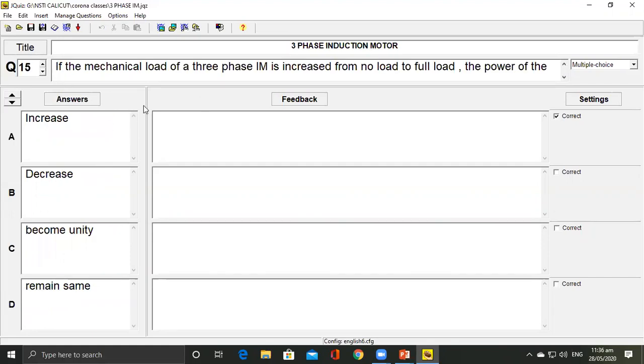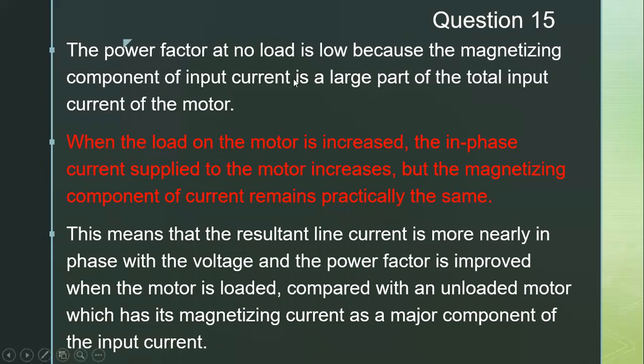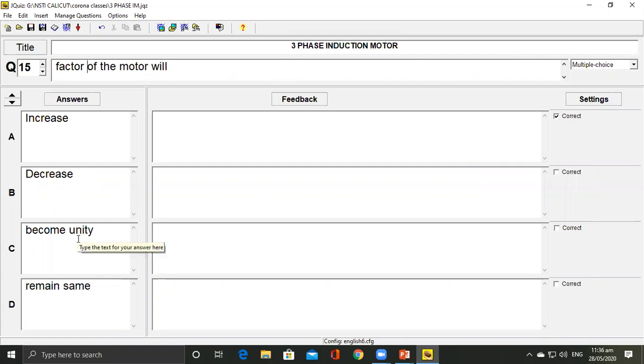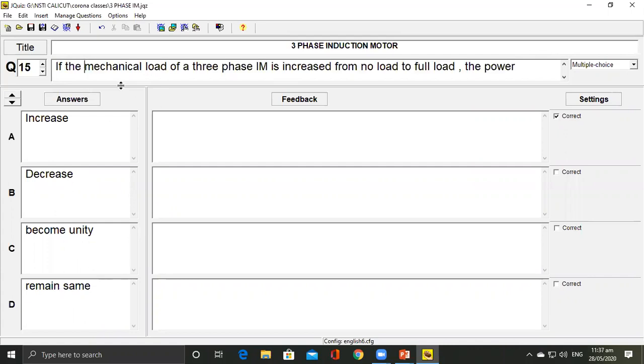The next question: if the mechanical load of a three-phase induction motor is increased from no load to full load, the power factor of the motor will increase, decrease, become unity, or remain the same. One word is missing in the question, so our question is about the power factor.